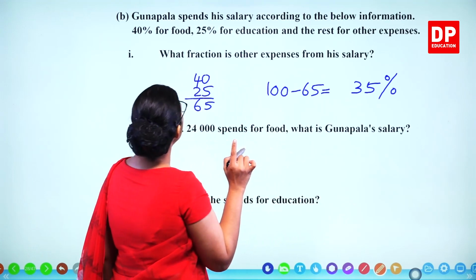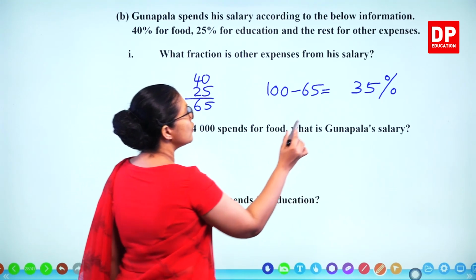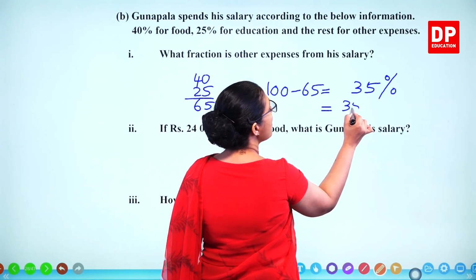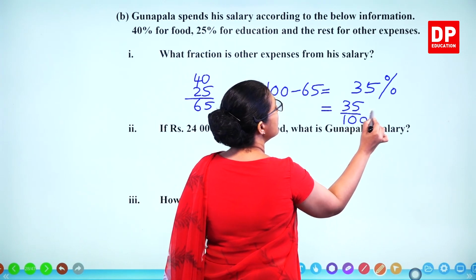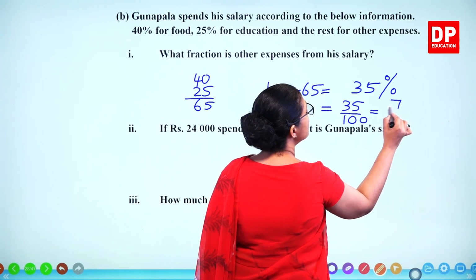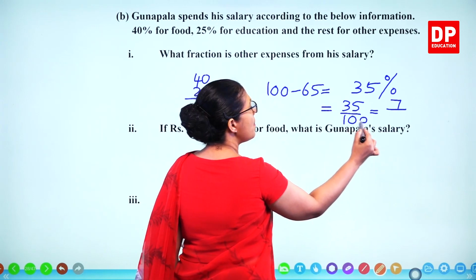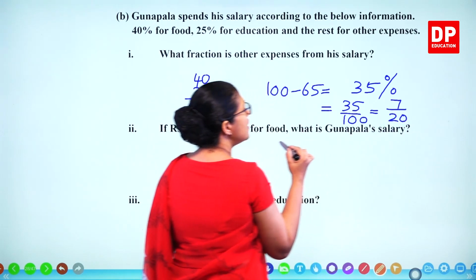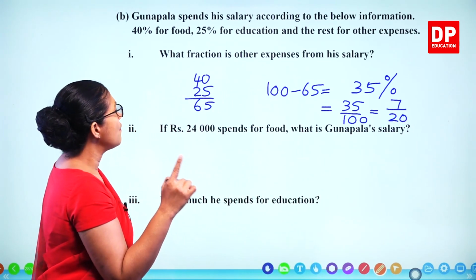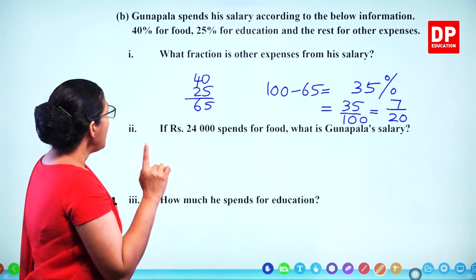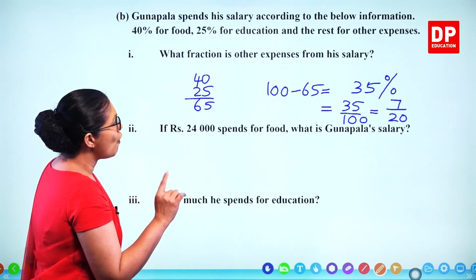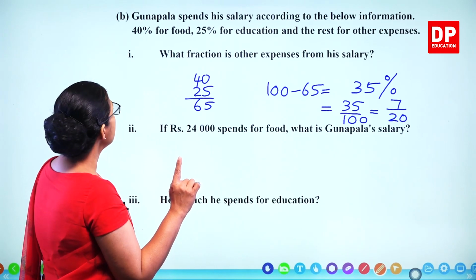Now they are asking what fraction. So 35% means 35 over 100. Divide by 5, both the numerator and the denominator, you get 7 over 20. So that's the fraction. If 24,000 is spent for food, what is Gunapala's salary?